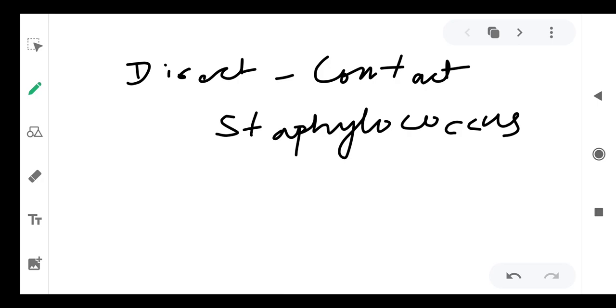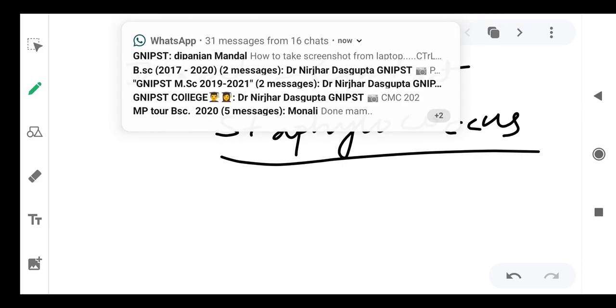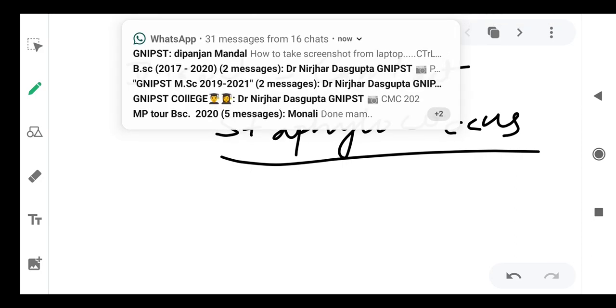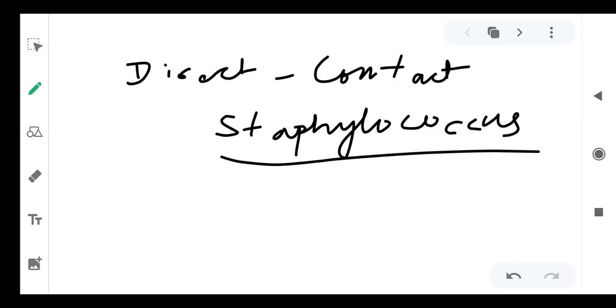Now, you know that the genus Staphylococcus contains pathogens of humans and animals. And staphylococci commonly infect skin and wounds, and may also cause pneumonia. Now, students, when I'm talking about Staphylococcus, you may be thinking that we are handling it in the lab. When we are handling it in the lab, we can understand the importance of this particular organism.